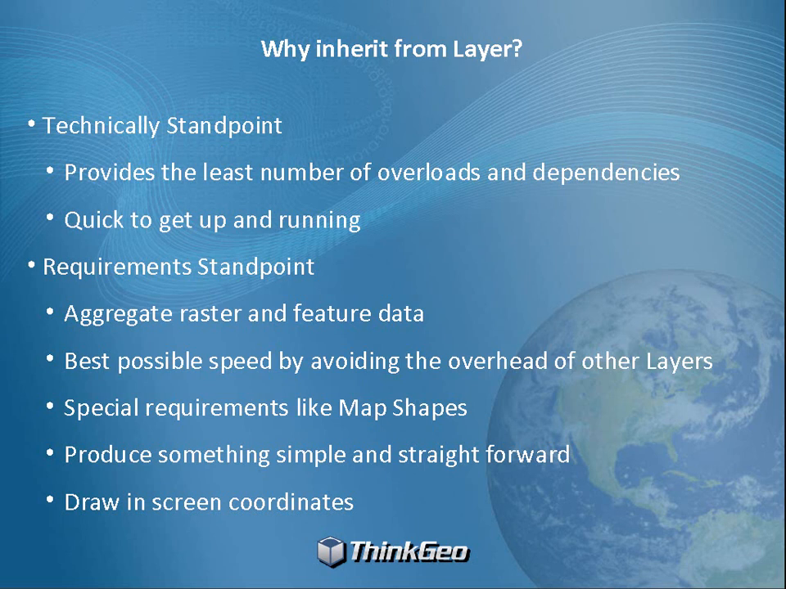The second is that you might want to get the best possible speed by avoiding some of the overhead of other layers. For example, feature layer is really great because it offers a lot of functionality that's relatively free for you, such as spatial querying, live editing, projection support, some caching, and things like that. But there is some overhead. It's kind of a pay for play. If you want a little bit more functionality, you have to pay a little bit more in performance.